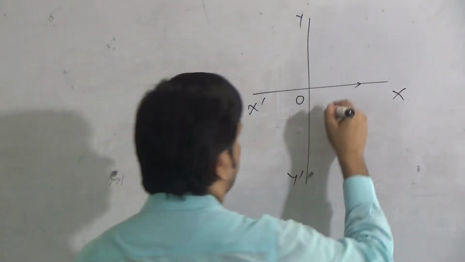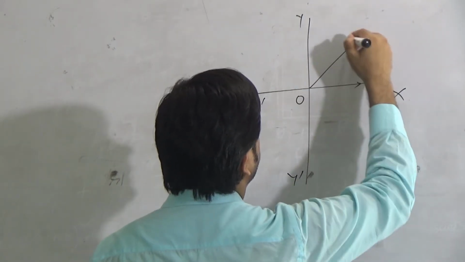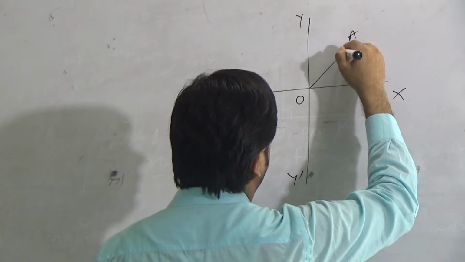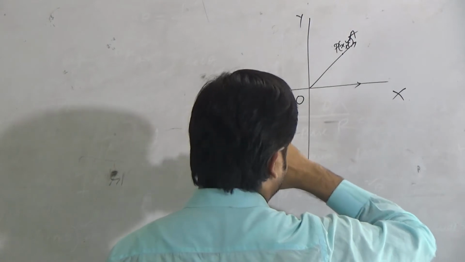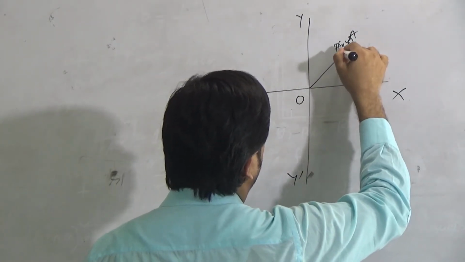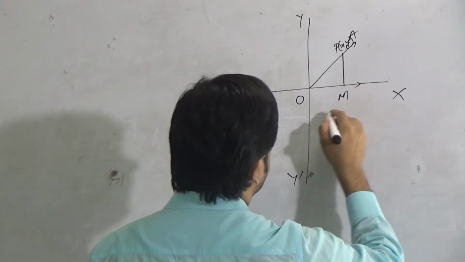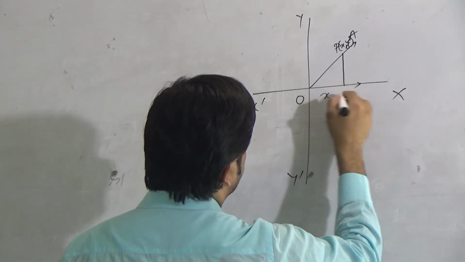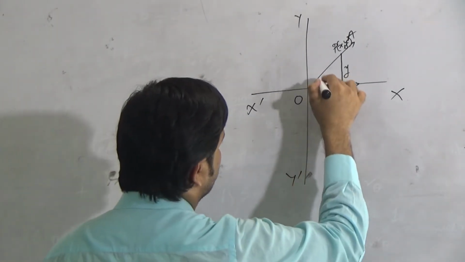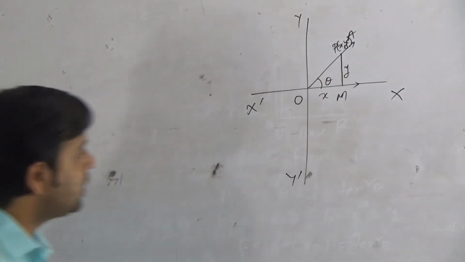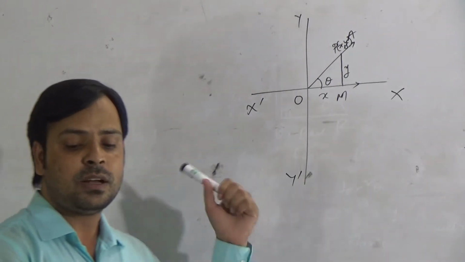Suppose the position of the ray OA is here, and consider a point P on it. Suppose the point P is (x, y), a point on OA. So we can draw a perpendicular here. If we draw the perpendicular PM, then OM is equal to x and PM is equal to y. And the produced angle, consider as theta, with the positive direction of the x-axis. It means with OX, this theta angle will be produced.